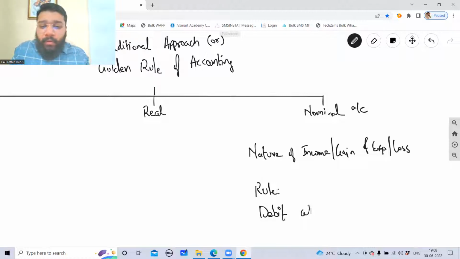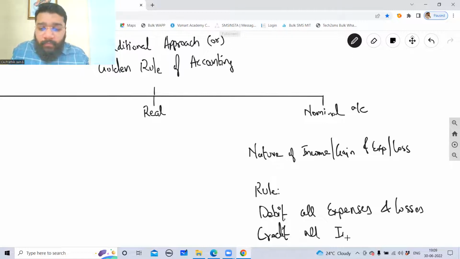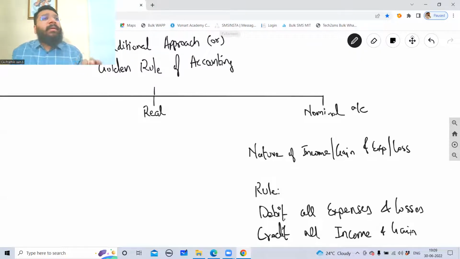debit all expenses and losses, credit all income and gain. If you are an expense, debit yourself. If you are a gain, credit yourself. If you are a loss, debit yourself. If you are an income, credit yourself.